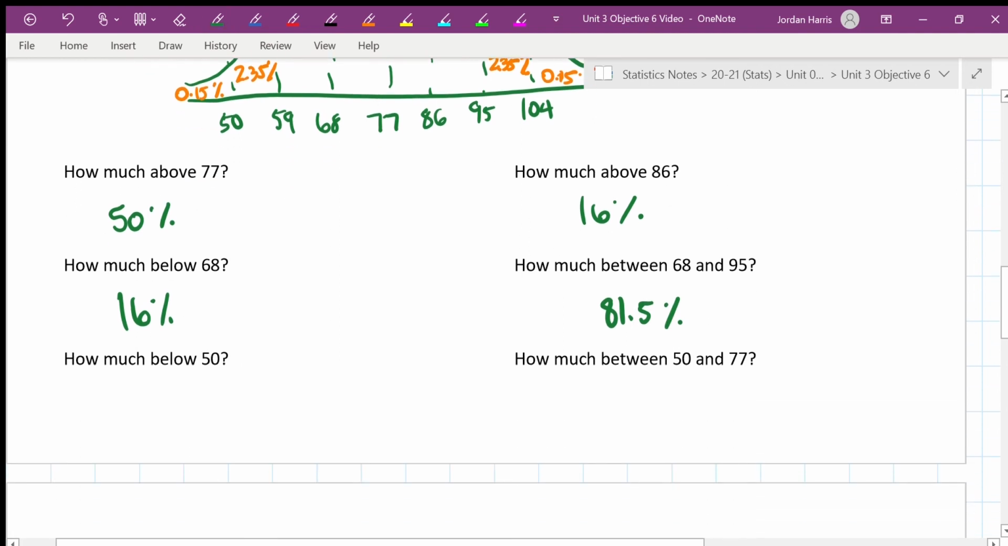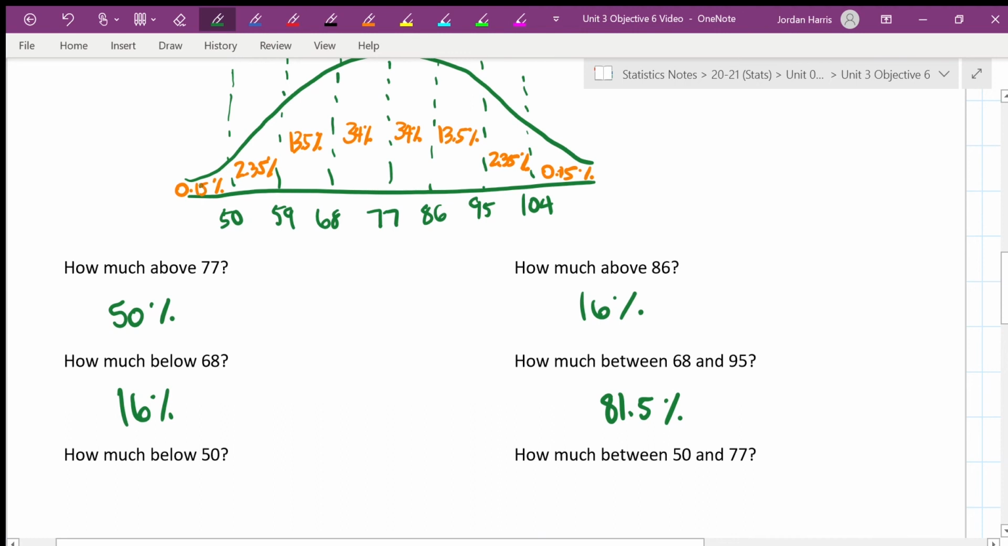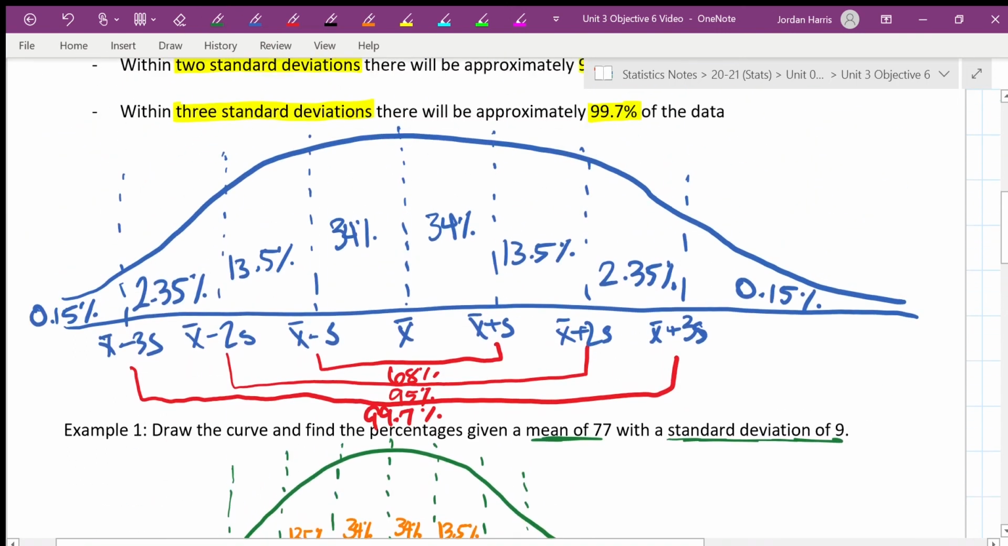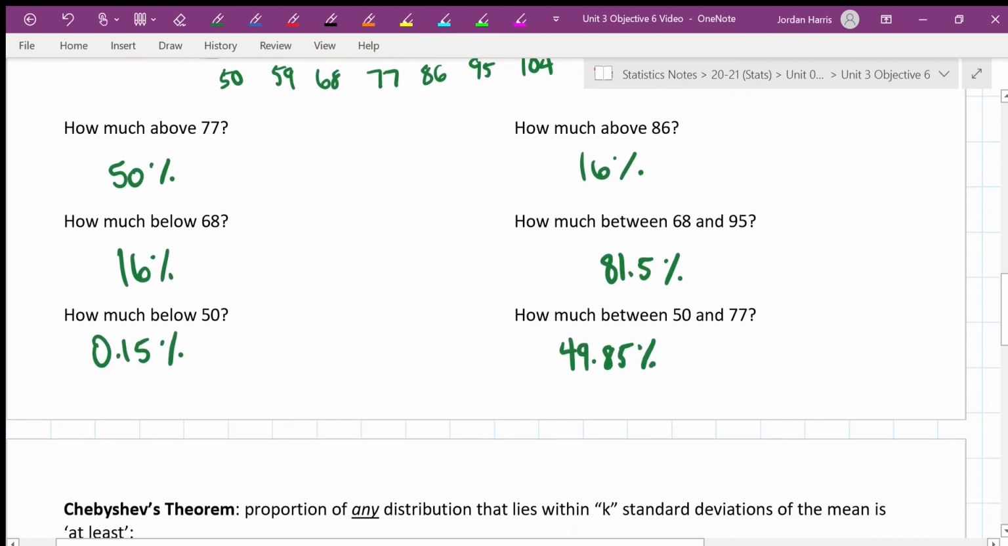How much is below 50? We'll go to 50, below it is 0.15%, almost nothing. And then how much between 50 and 77? This is one that a lot of people miss. Between 50 and 77 is 2.35 plus 13.5 plus 34. Do not add in that one, that's not between them, it's below it. So between is just those 3. So we get 49.85%. And there we have it. If it's a normal distribution, you can get very precise percentages breaking it down within standard deviations.